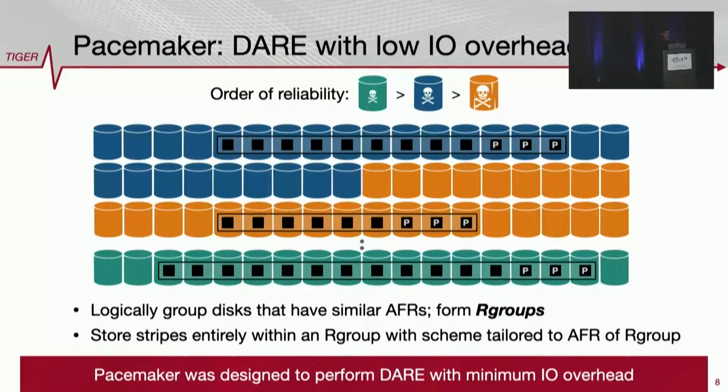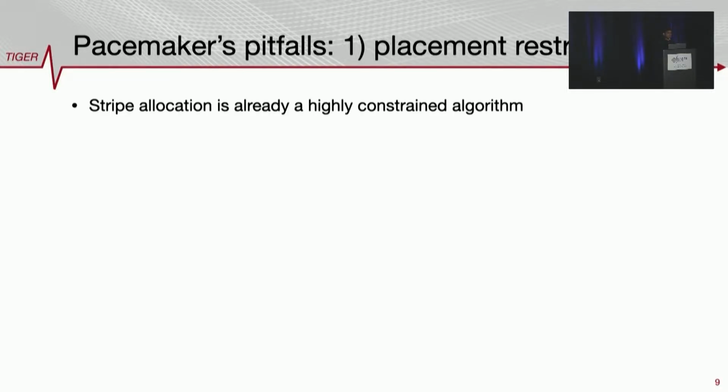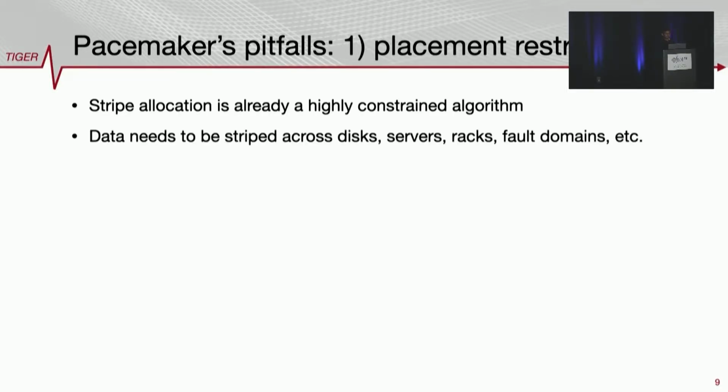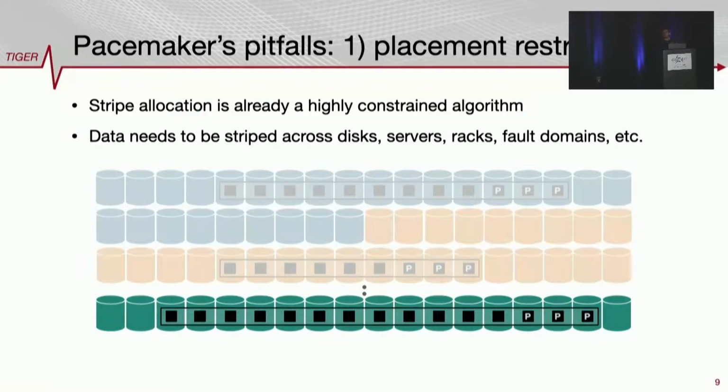Now, Pacemaker had some problems with respect to its adoption in practice. The first problem is it enforces an additional placement constraint. So, stripe allocation is already a highly constrained algorithm. So, two chunks of a stripe can't be on the same disk. They cannot be even on disks in the same servers or racks. They have to be across fault domains, etc. So, there are already a lot of constraints that need to be handled before you allocate a stripe. Pacemaker added a constraint of putting stripes within R groups, and this additional constraint can potentially be crippling.